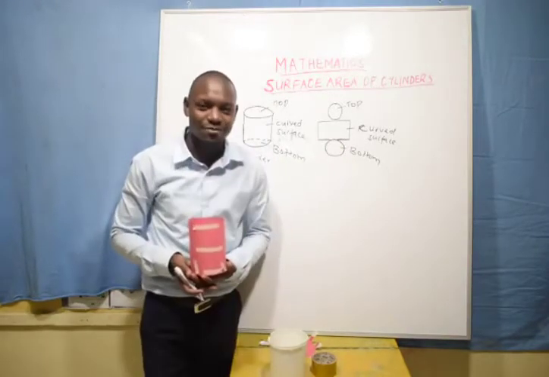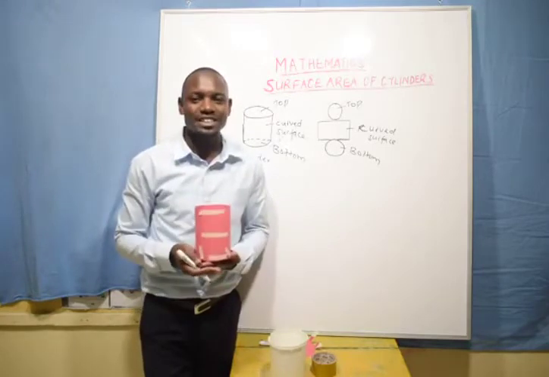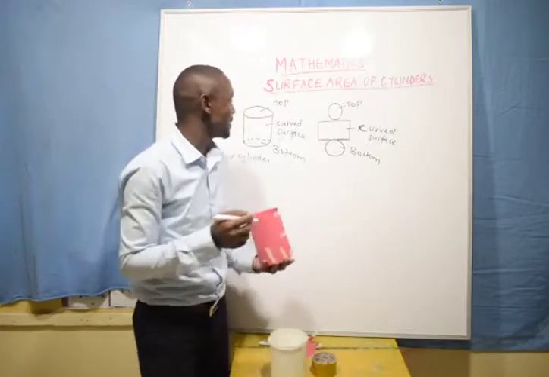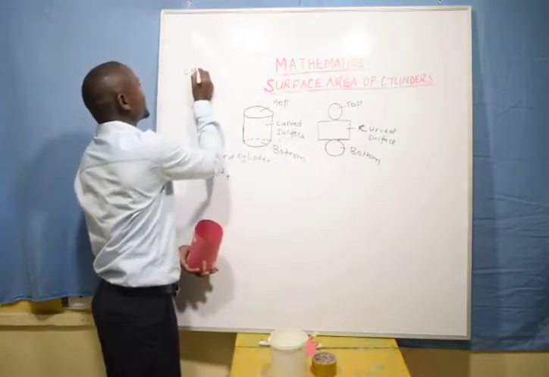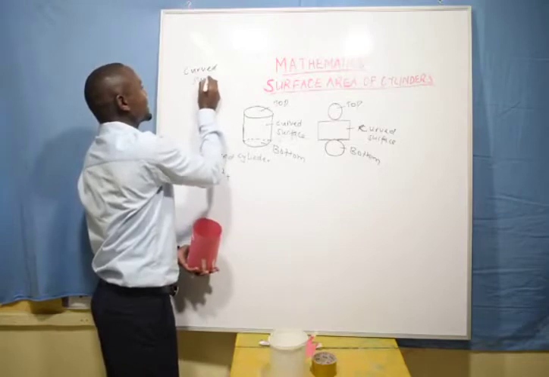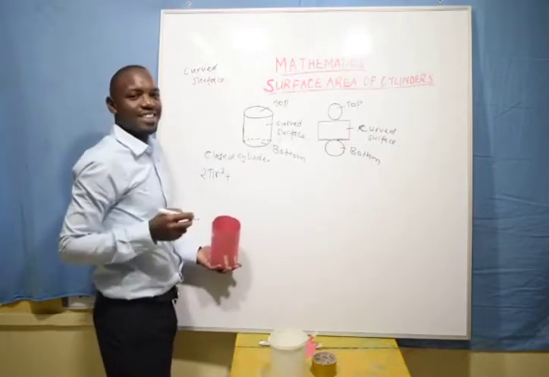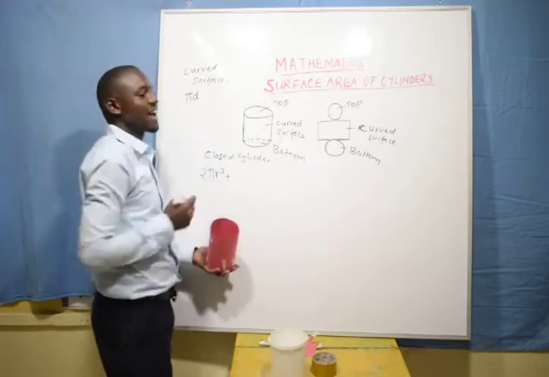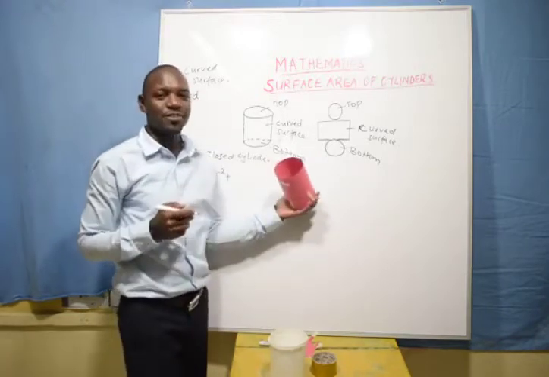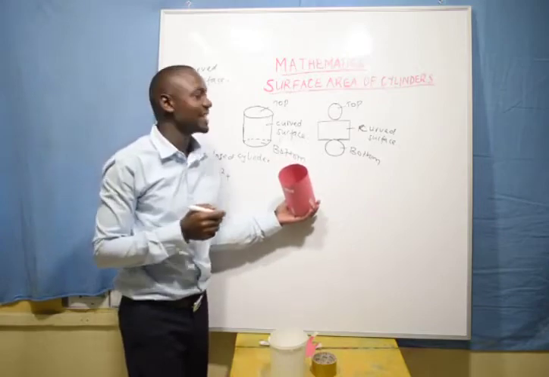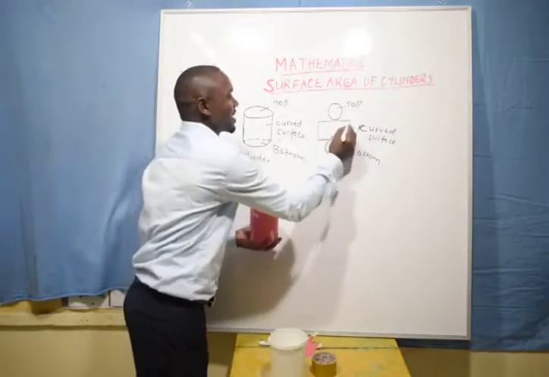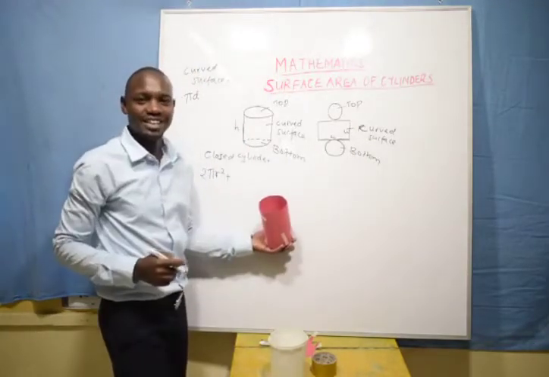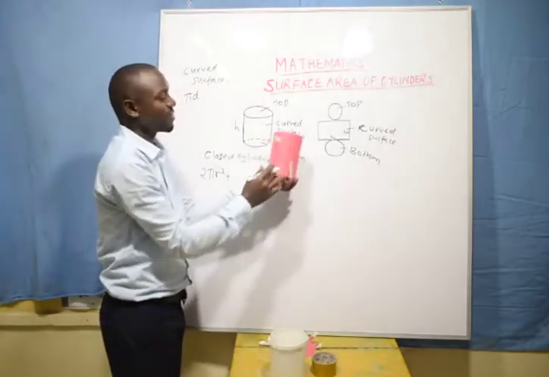And how do we get the circumference of a circle? The formula for getting the circumference of a circle is pi times the diameter. So to get the curved surface, we get the circumference of the circle, that is pi times diameter. Remember, the formula for the area of a rectangle is length times width. Our width here, in this case, will be the height of this cylinder.